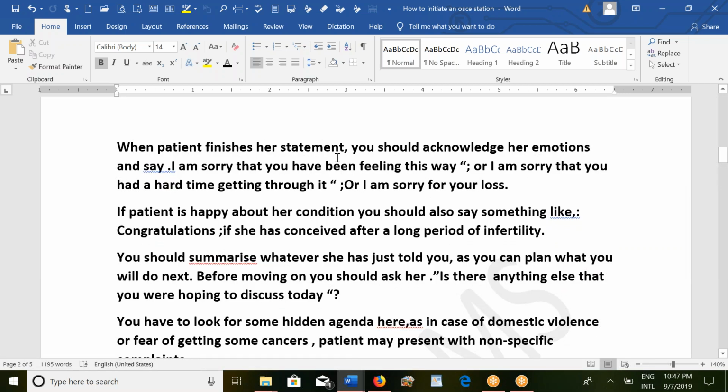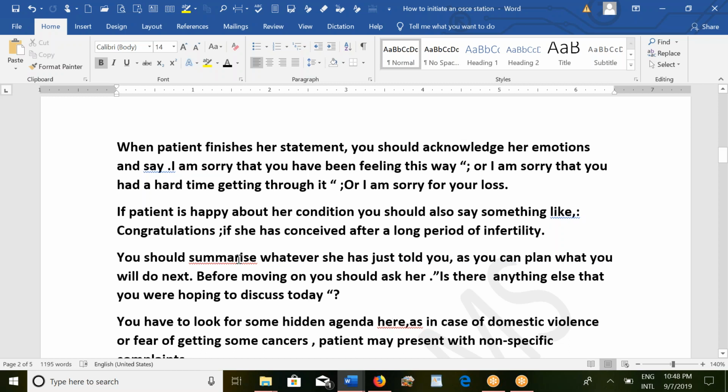When patient finishes her statement, you should acknowledge her emotions and say, "I'm sorry that you have been feeling this way," or "I'm sorry that you had a hard time getting through it," or "I'm sorry for your loss." If patient is happy about her condition, you should also say something like, "Congratulations," if she has conceived after a long period of infertility.